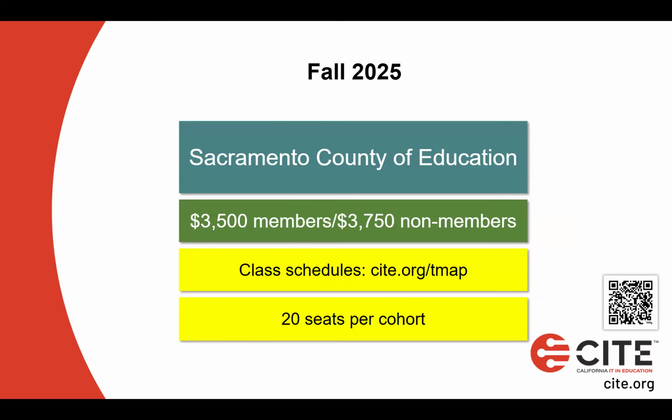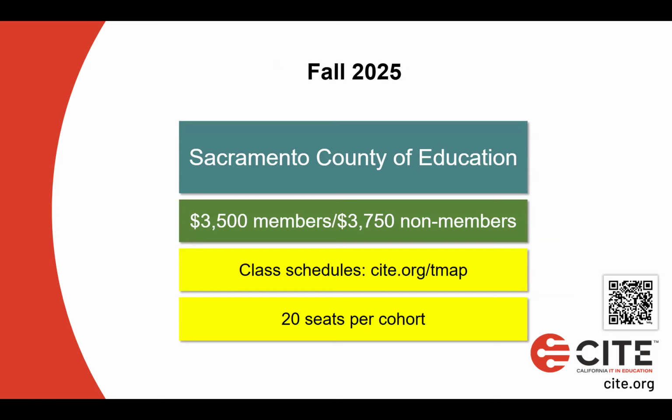Here are some of the details that you can expect for our upcoming cohort, cohort 8. That's going to be taking place this fall. The location is NorCal, at the Sacramento County Office of Education in Mather, California. The cost for TMAP tuition is $3,500 for education members. And if you're not a member, we still invite you to apply. However, tuition is different. It's $37.50 for non-members.